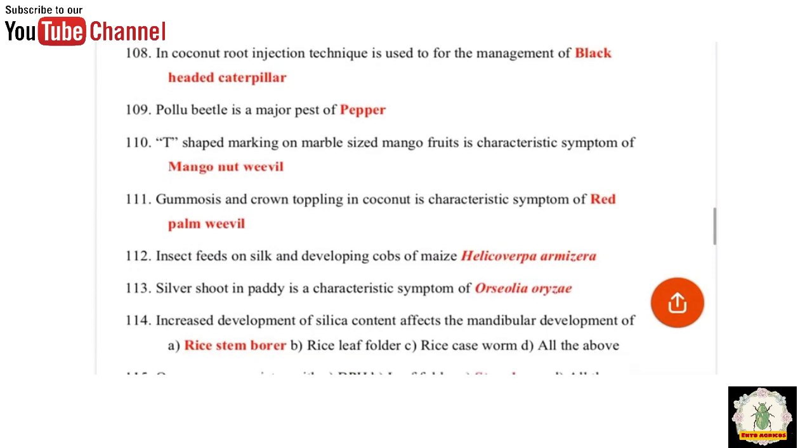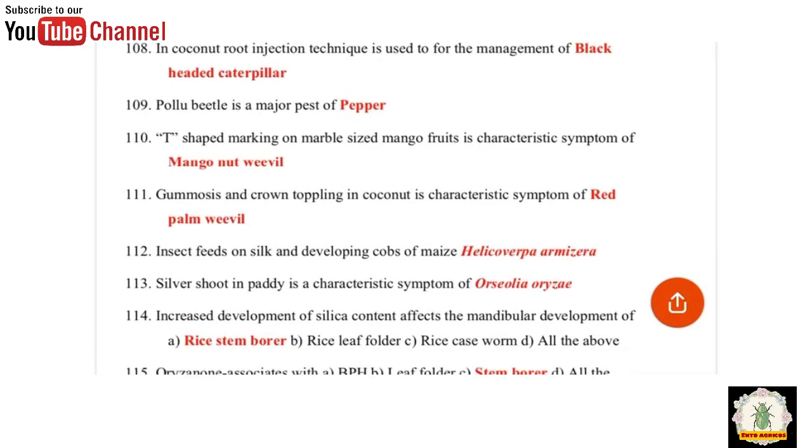Increased silica content affects the mandibular development of. So the options were rice stem borer, rice leaf folder, rice caseworm, and the last option is all the above. So the correct answer for this is rice stem borer. It gets affected by the silica content.